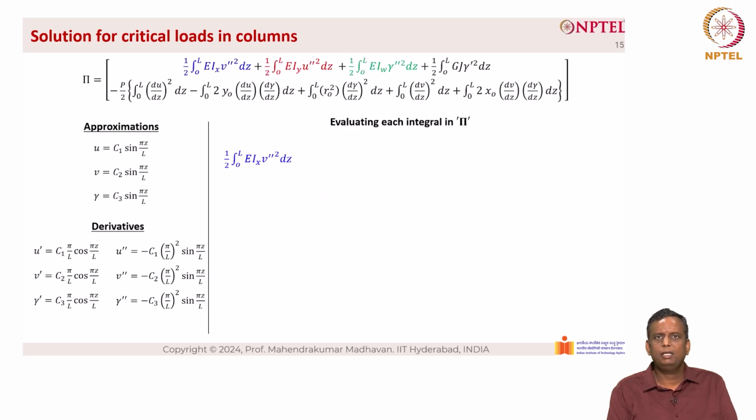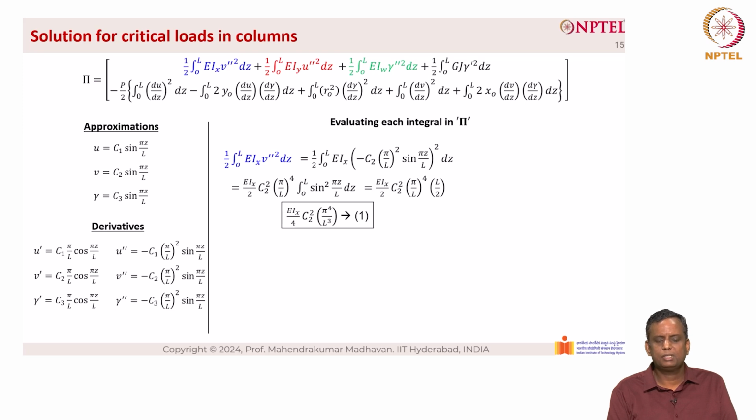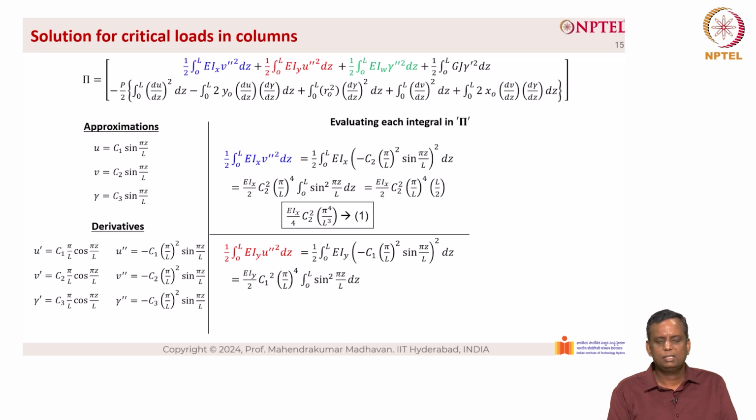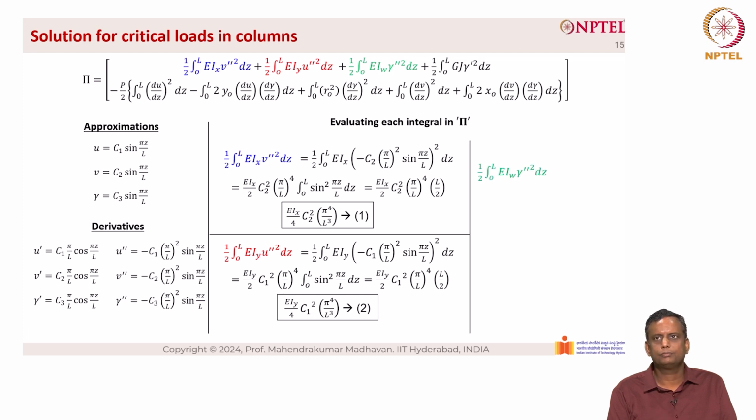Evaluating each integral in pi, we have half into integral 0 to L EIX into (V double dash) the whole square into dz. When we substitute the value of V double dash, which is minus C2 into (pi by L) the whole square into sin(pi z by L), we can simplify this further and we get EIX by 4 into C2 square into pi power 4 by L cube, which is equation 1. We do the same thing for equation 2. So, we have half into integral 0 to L EIY into (U double dash) the whole square into dz. We substitute the values and we simplify this further. We have EIY by 4 into C1 square into pi power 4 by L cube, which is equation 2.